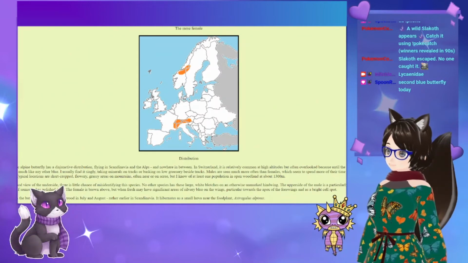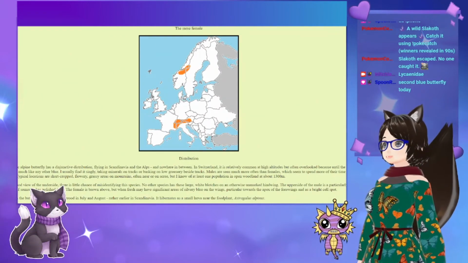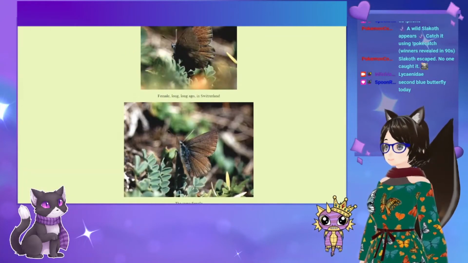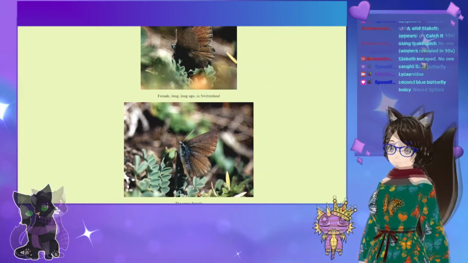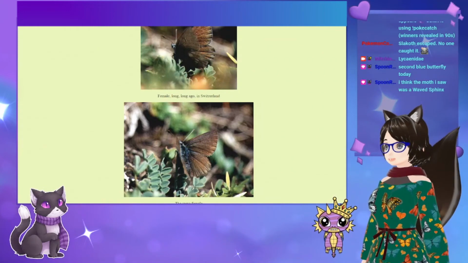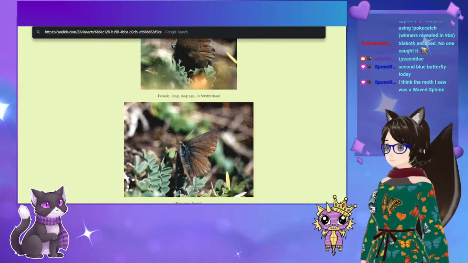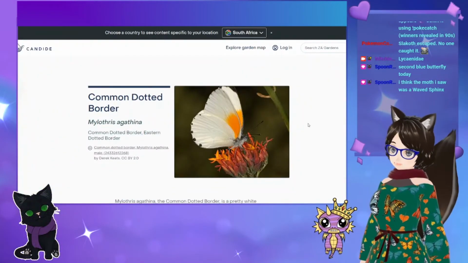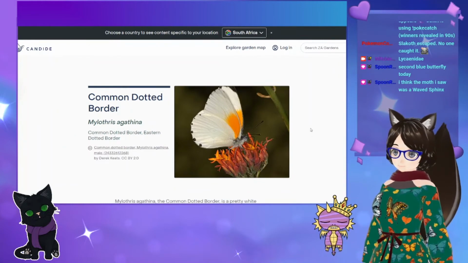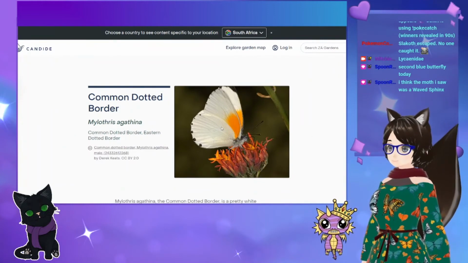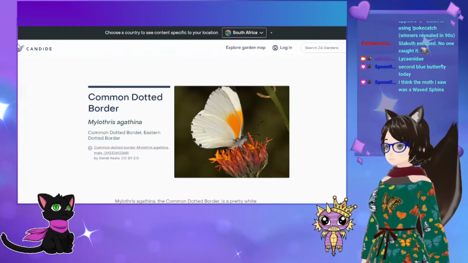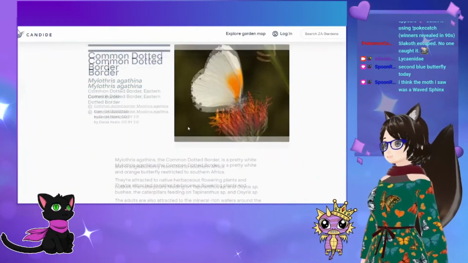Okay, I guess we're doing this one. Let me find a good picture of it. Well, actually, yeah, let's go back up. Okay, the one that I came up on was the common blue border butterfly. Okay, I'll look that up. This is pretty short, so I'll look that one up after this one.